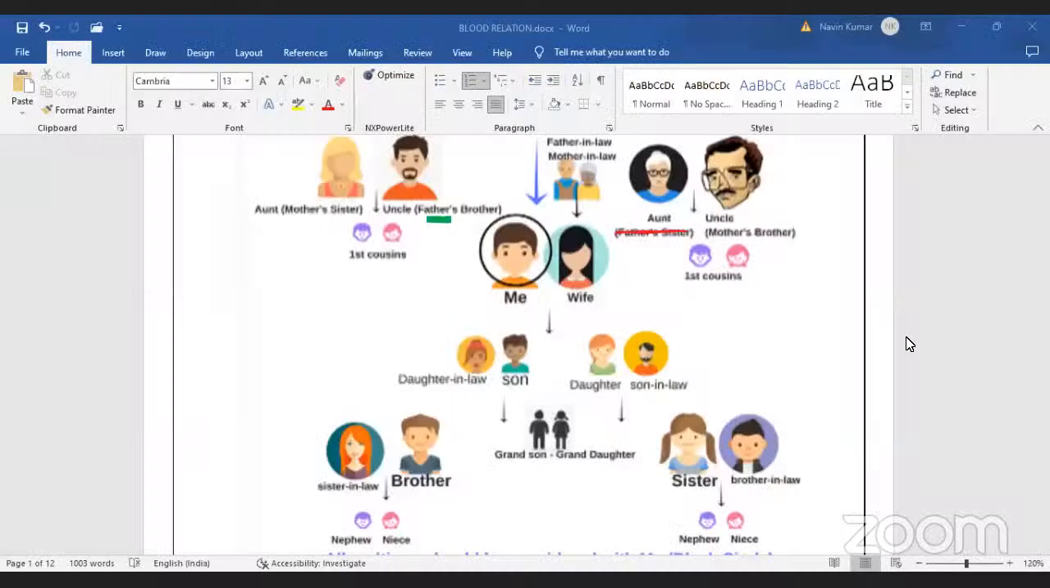Generation would be your parents, uncle, aunt, and then the second generation above you will be your grandparents: grandfather, grandmother, maternal grandfather, maternal grandmother. Then there will be two generations below you. The first generation would be your children, your kids: son, daughter, daughter-in-law, son-in-law. And then the second generation below you would be your grandkids, grandchildren, grandson, granddaughter.